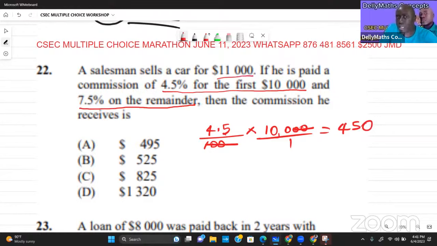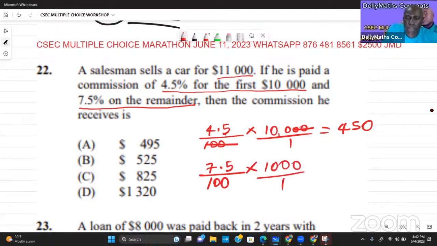Check it out. 1,000 is left. So the 1,000 will now go for how much? It says it's going to go for 7.5%. So 7.5% of 1,000. You set it up. 100 into 1,000, 10 times. 10 times 7.5 gives you 75. And we're going to be adding these two together to see what we get. And this looks like 525. So we're looking for 525, and the answer is right here.